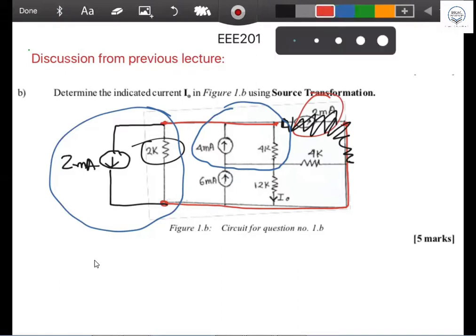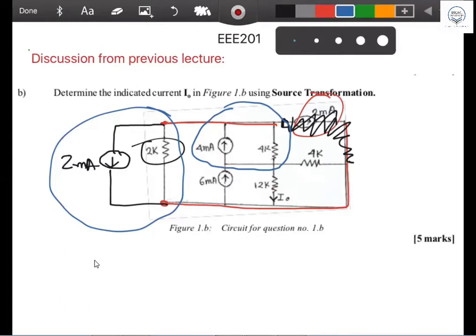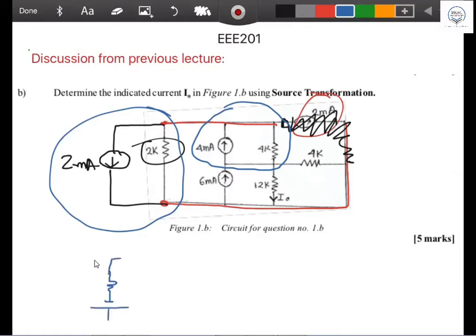There are some people who did this conversion, but this conversion is prohibited, because you're going to find the value of I naught, and I naught is going through the 12K. As I said, 12K cannot be used for any type of conversion, so this is prohibited. But this blue conversion, yes, you can do. If you do the blue conversion, then you can see what the circuit will be: the resistor, and this is a battery where the negative polarity is here, positive polarity here, and it goes like this.